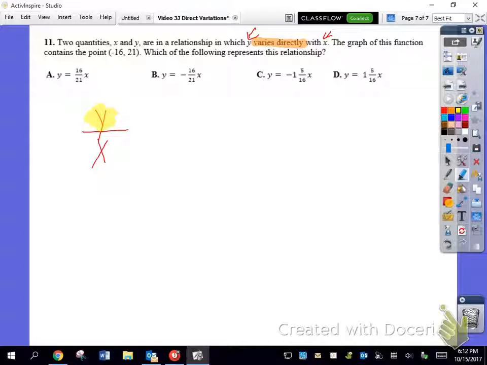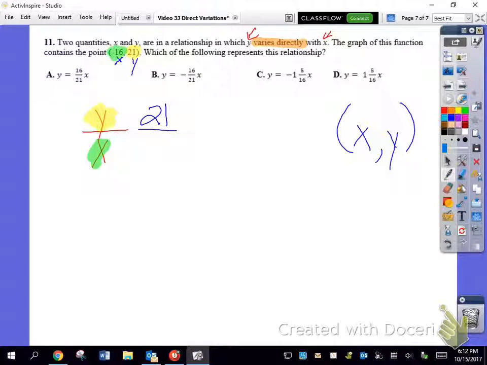Oh, I have an ordered pair. Remember, anytime you have an ordered pair, it's always X comma Y. All right, always, always, always. So this is my X and that's my Y. So my Y is 21, and then my X is negative 16. Okay? So I have 21 over negative 16. I don't have anything else.